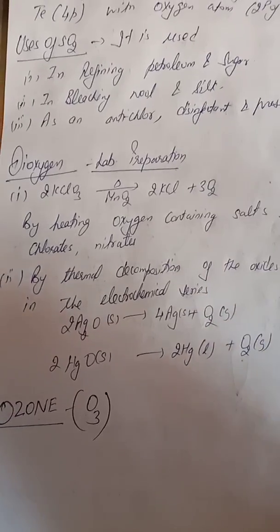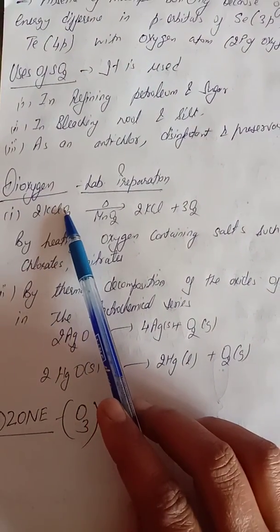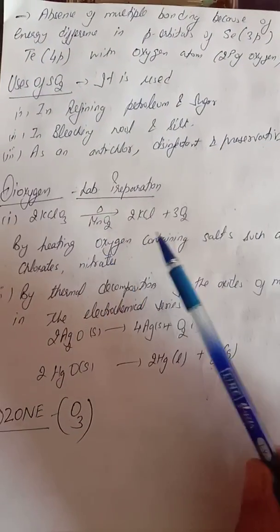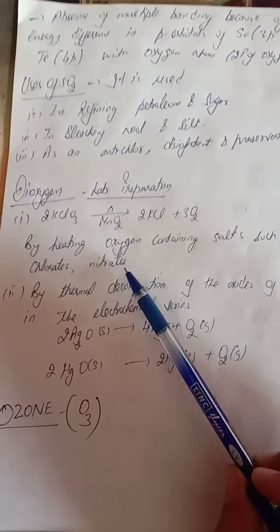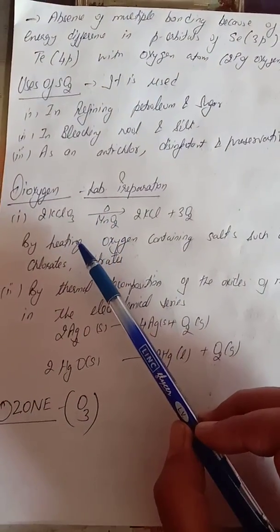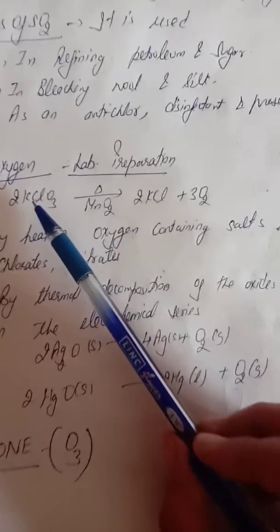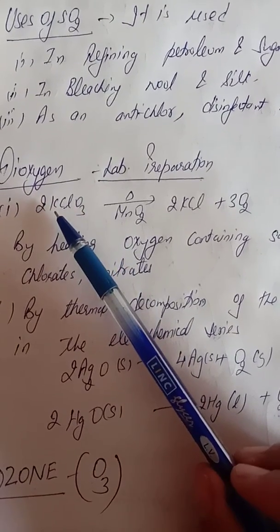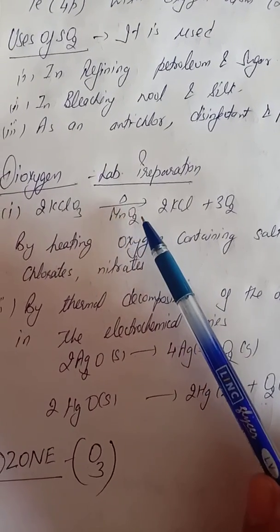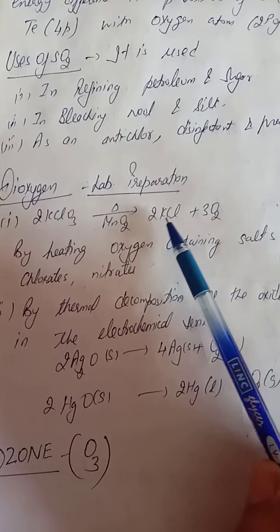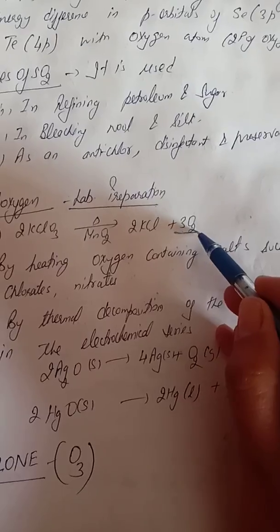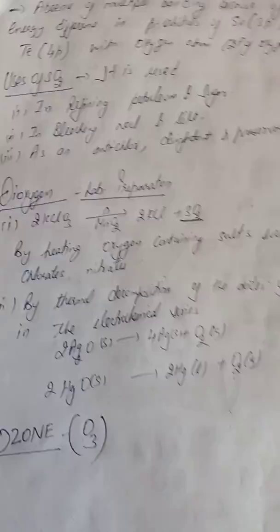Today, we'll start with a very simple topic, that is dioxygen, that is O2. How we can prepare oxygen in the lab, either by salts such as chlorates or nitrates, or by decomposition of metal oxides. So first we'll deal with chlorates. For example, I have taken the example of potassium chlorate with formula KClO3. When it decomposes in the presence of manganese dioxide, it will break down to give you potassium chloride plus oxygen. So this oxygen we can use anywhere where it is required.